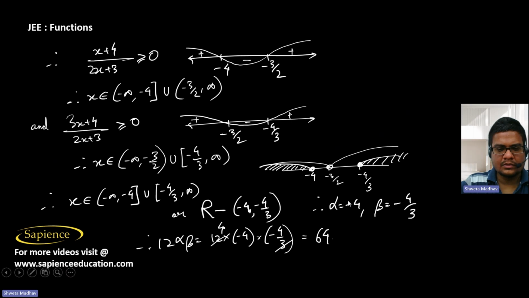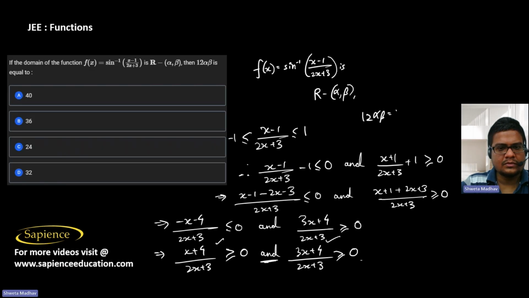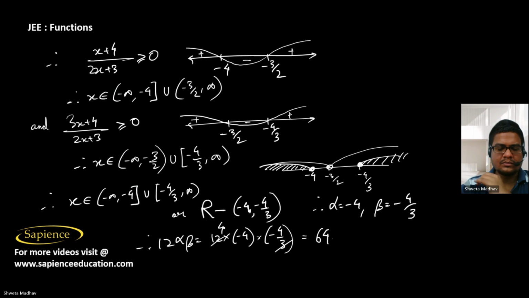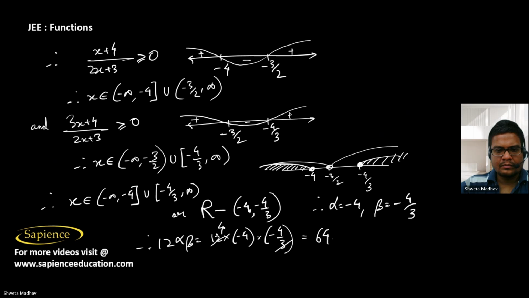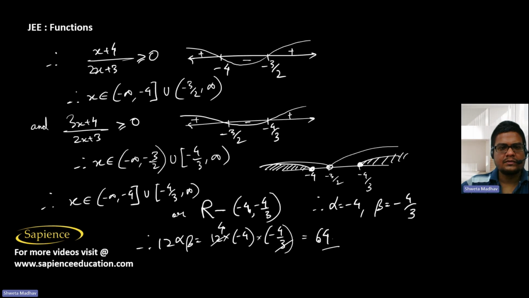64 is coming. Okay. For the 64, three x plus 4. This is minus 4 by 3. This is minus x minus 4. So this will be 64. So none of the options is correct.